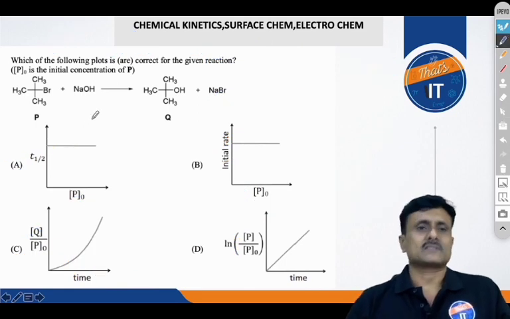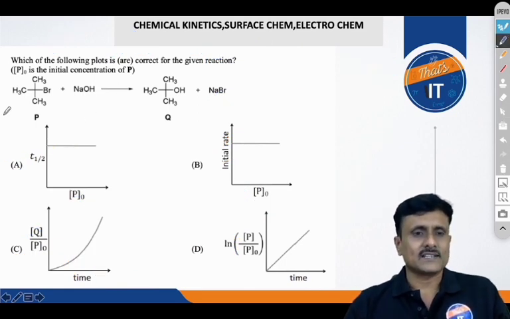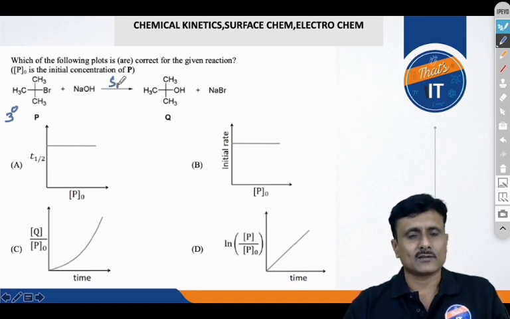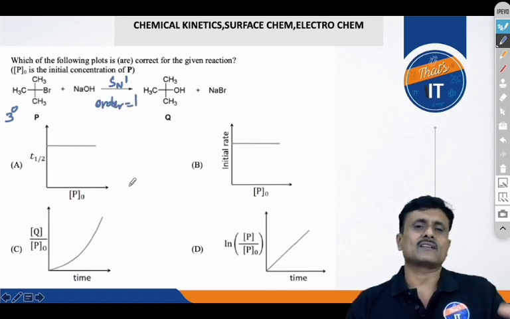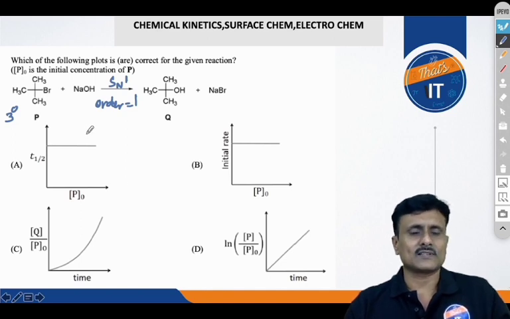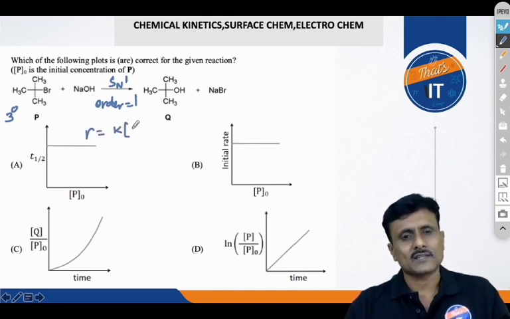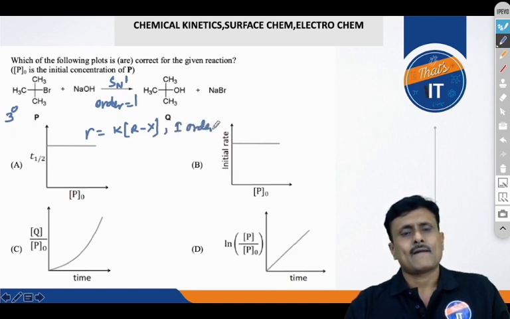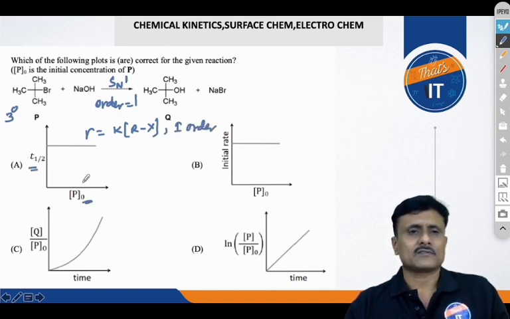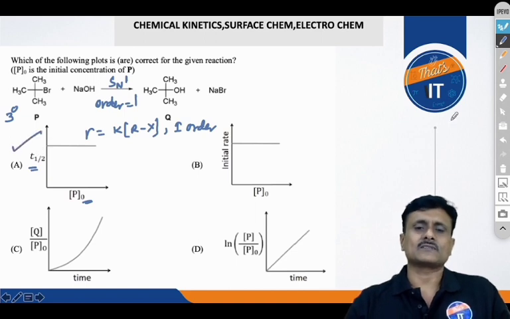You can see the next question, that it is a 3-degree alkyl halide which is undergoing nucleophilic substitution, as we call it in organic chemistry, SN1. That is, the order of the reaction equals 1. So this whole question is about chemical kinetics. When order equals 1, the rate depends upon the concentration of only the alkyl halide. For a first order reaction, T half is independent of initial concentration. It is absolutely correct to take A into consideration.